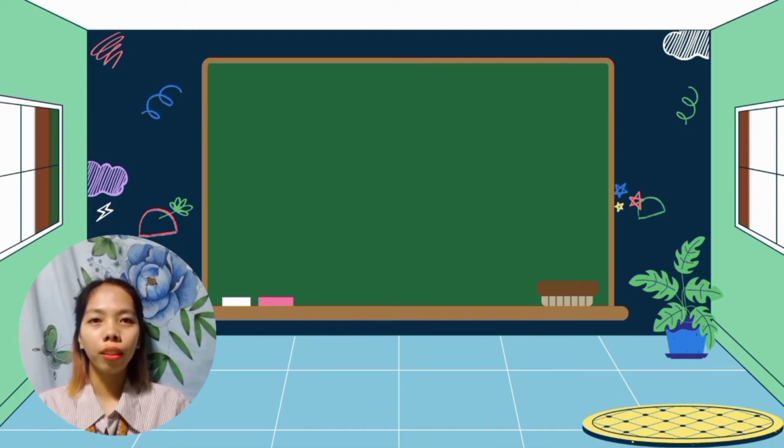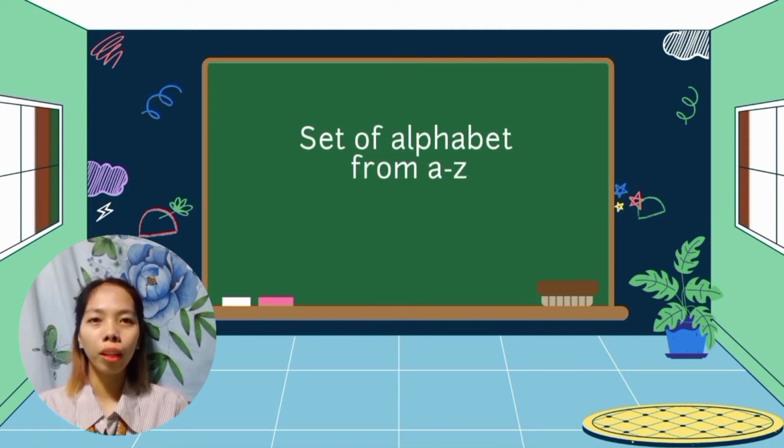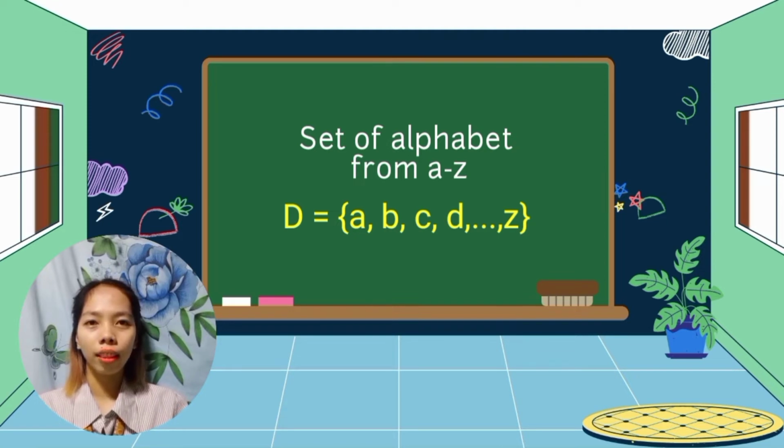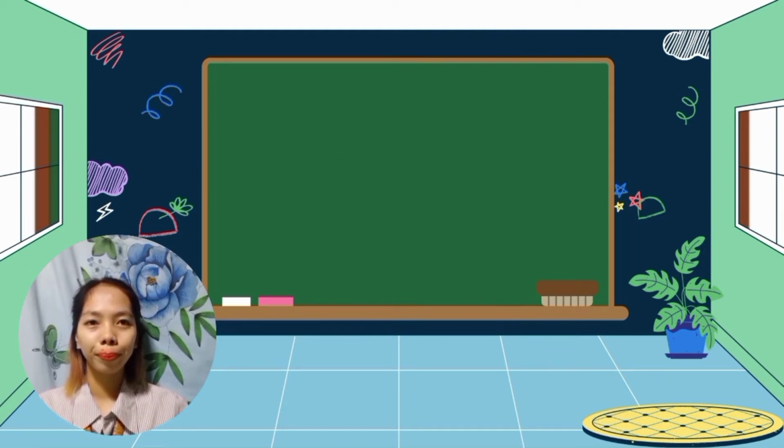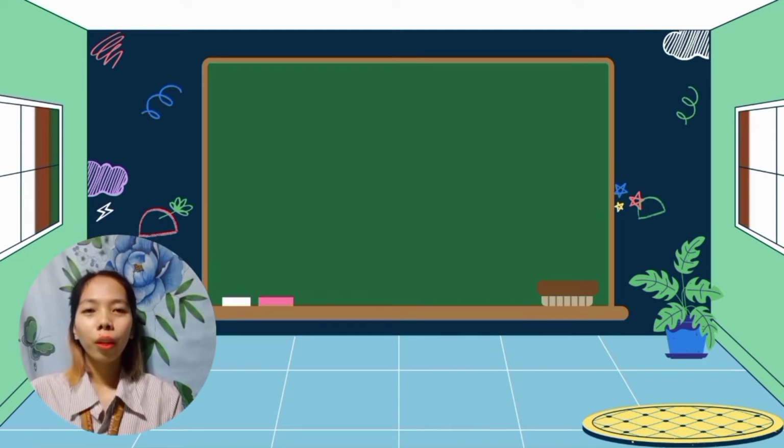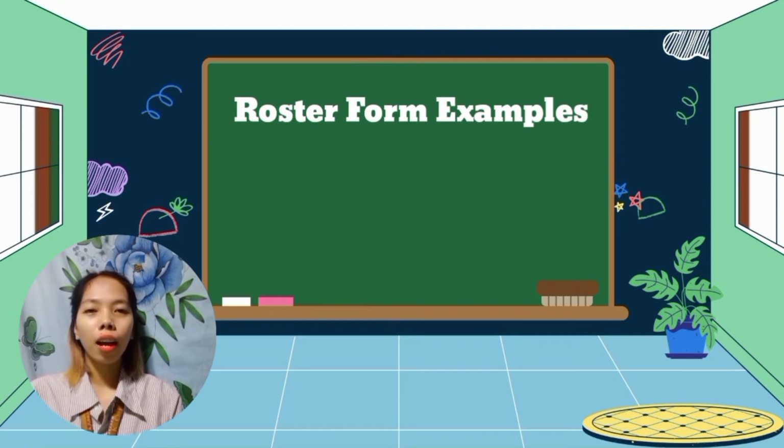Another example, the set of the alphabet from A to Z. Set D is equal to open and close curly brackets A, B, C, D, ellipsis, up to Z. Do you understand that? Are there any clarifications with this? Okay, so now let's perform some examples.